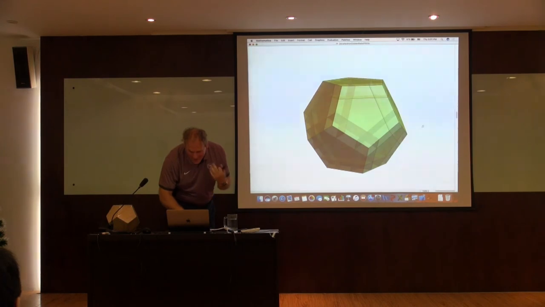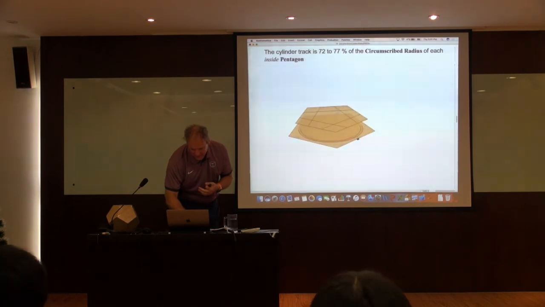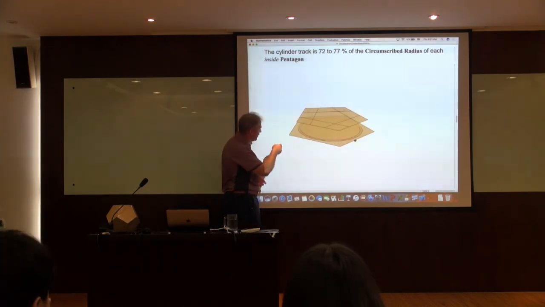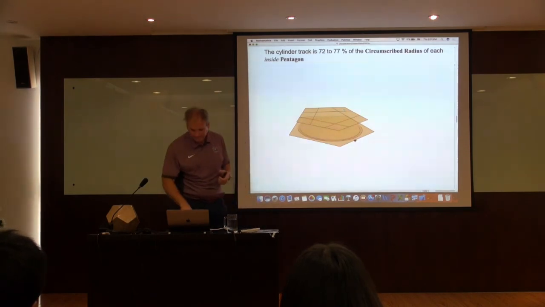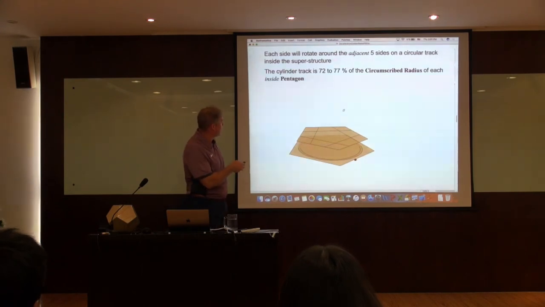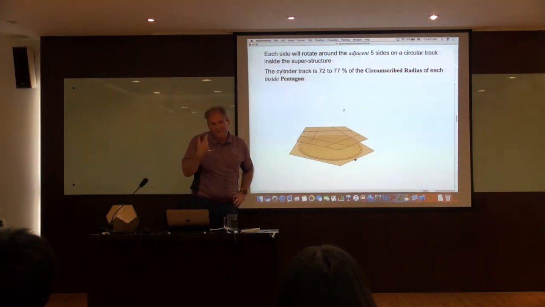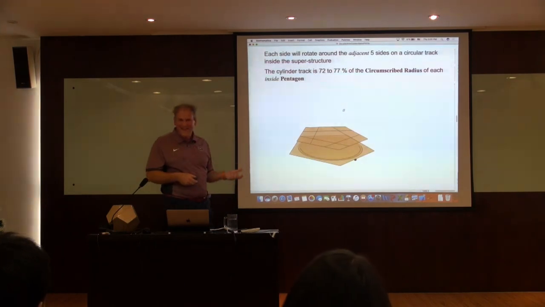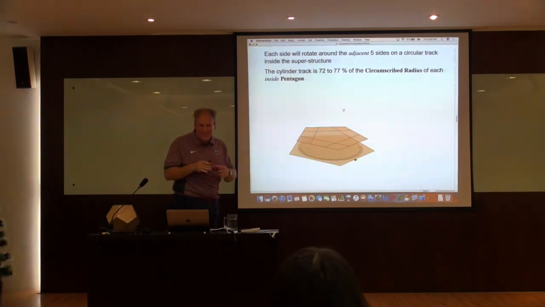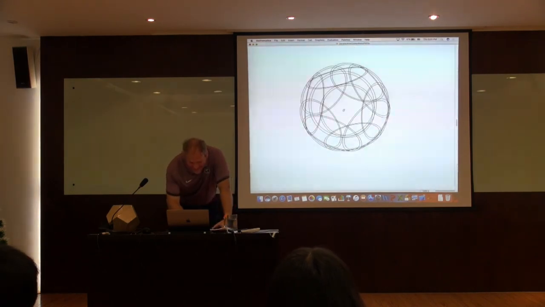Okay? So I have to draw a track. So here I'm going to do that. I'll bring this back. So here's the triangle, the two triangles, and there's a track below. Those are the two triangles, and they're gonna be joined up here in a minute, okay? So I have to draw the track. So this thing's gonna turn on that track, okay? And I said about 72 to 77% of circumscribed radius of each inside pentagon, but I just sort of guessed. I just did what I thought was best. There's no mathematical reason why it must be between 72 and 77%, but it seemed to work the best, I don't know, okay?